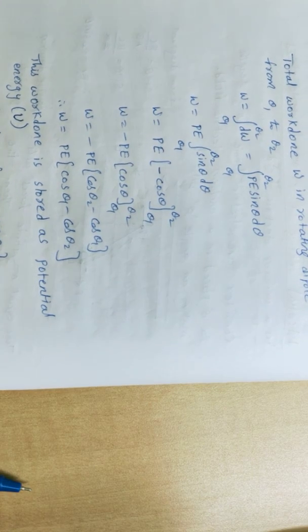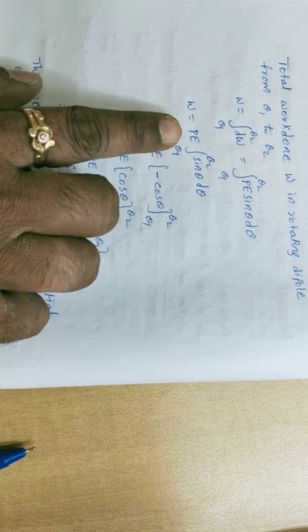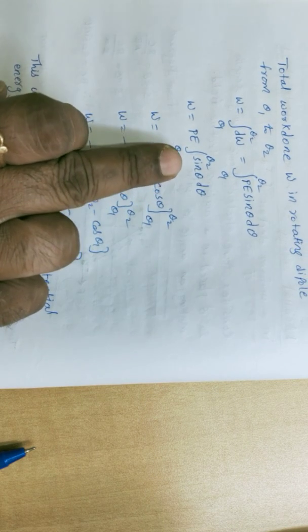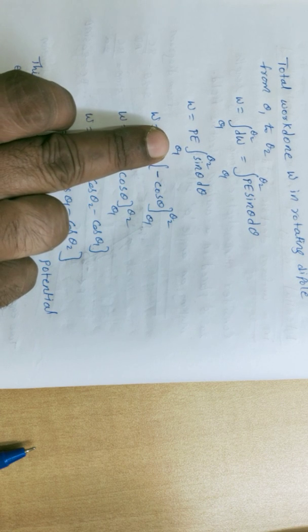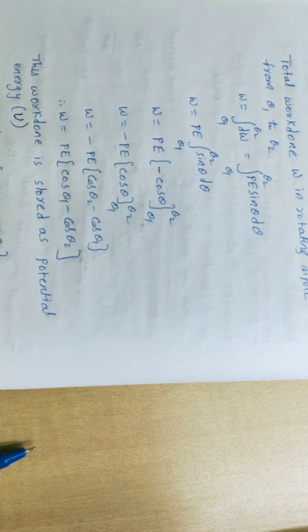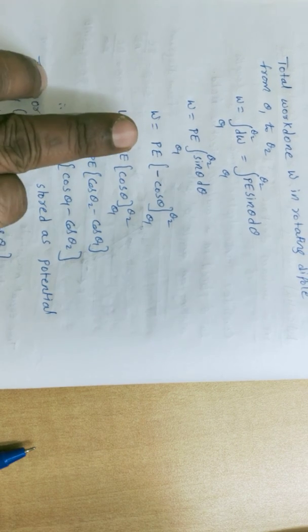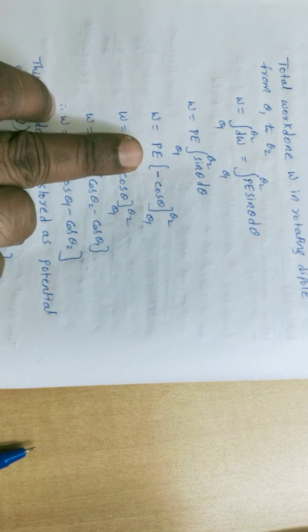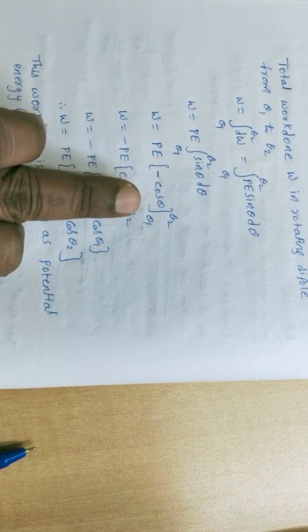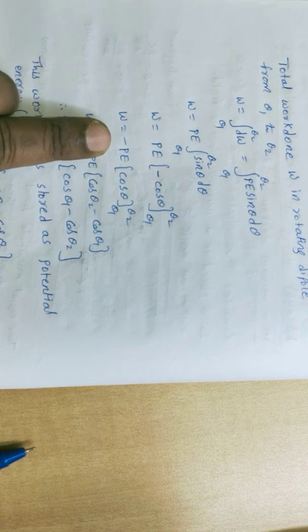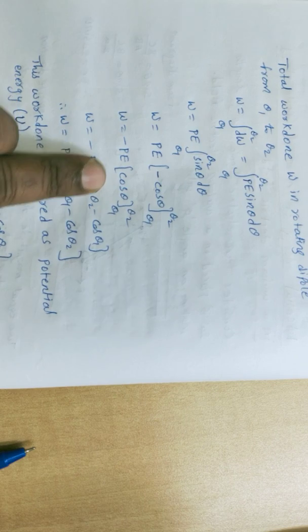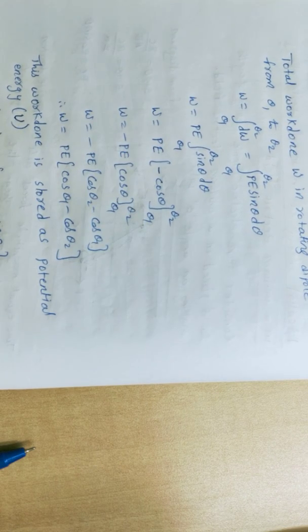We know, friends, here P is a constant value. So sin theta d theta can be integrated between the limits theta 1 to theta 2. We already have the fundamental formula: the integral of sin theta d theta is minus cos theta. Therefore W is equal to PE into minus cos theta, from theta 1 to theta 2. Taking the minus common, W is equal to minus PE into cos theta, with limits theta 1 to theta 2 applied.